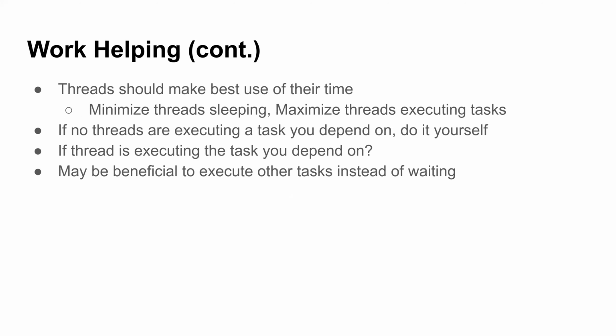The threads should always make the best use of their time, 100% always. You want to minimize the number of threads that are sleeping and maximize the threads executing tasks. So if no threads are executing a task you depend on, do it yourself. If you call future get and no other worker is working on that task, just pick up the task yourself and start working on it. If a thread is executing the task you depend on, do other work. It may be beneficial to do other tasks instead of waiting. And this will increase parallelism yet again.